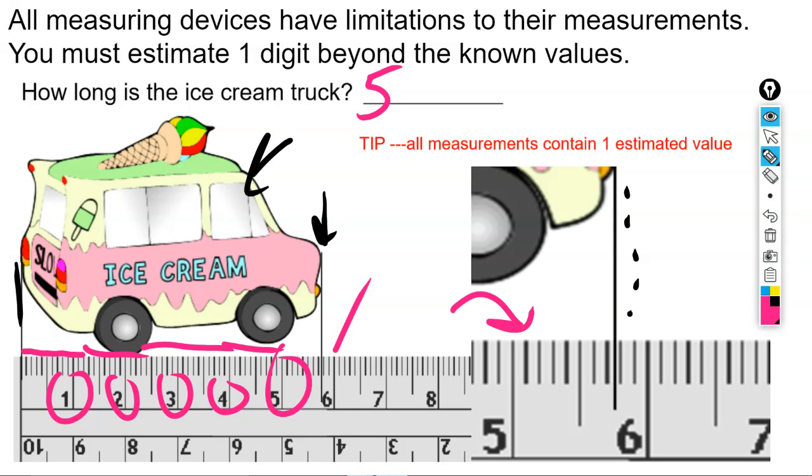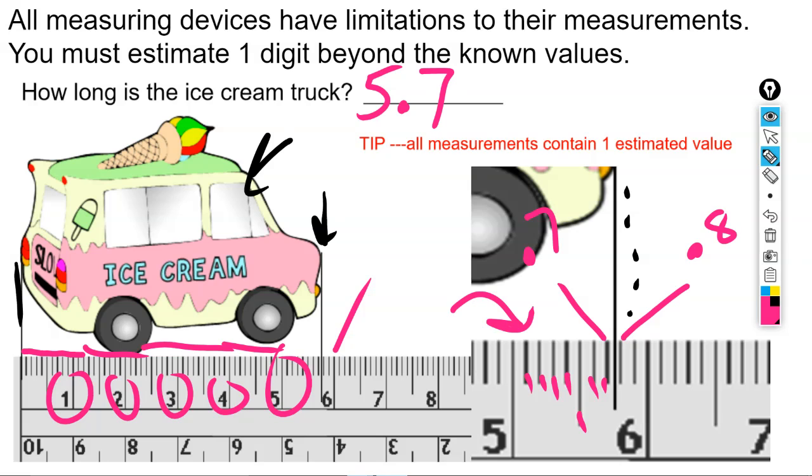Then we're going to come over here and look where we've zoomed in. We know for sure that it's 5.1, 5.2, 5.3, 5.4, 5.5, 5.6, 5.7. That line right there is our 0.7. And we know this one right here is 0.8. It doesn't quite go to 0.8. So we know for sure that it's 5.7.